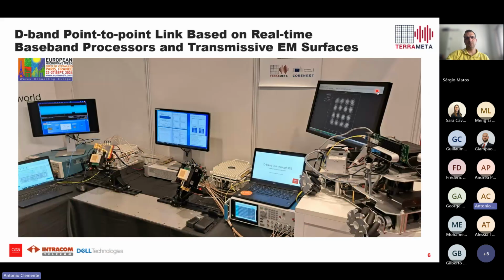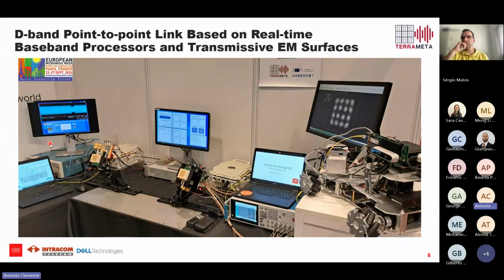Now, at European Microwave Week last year in September, we showcased a specific setup where we integrate a robot with a camera from Dell Technologies. The full demo you can see here integrates the radio frequency part from SEA, the baseband part from Intracom, and the robot from Dell Technologies.